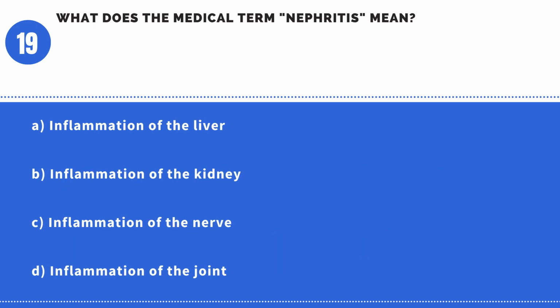Question 19. What does the medical term nephritis mean? A. Inflammation of the liver. B. Inflammation of the kidney. C. Inflammation of the nerve. D. Inflammation of the joint.